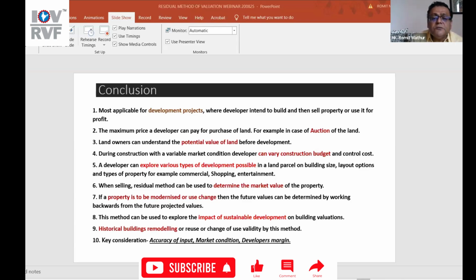You said development cost is 42%. Yeah, that's right. Because you see in that exercise, the land value was 100 crores and the development cost was 75 crores. The total was 175 crores. So if you divide 75 by 175, it's around 42%.